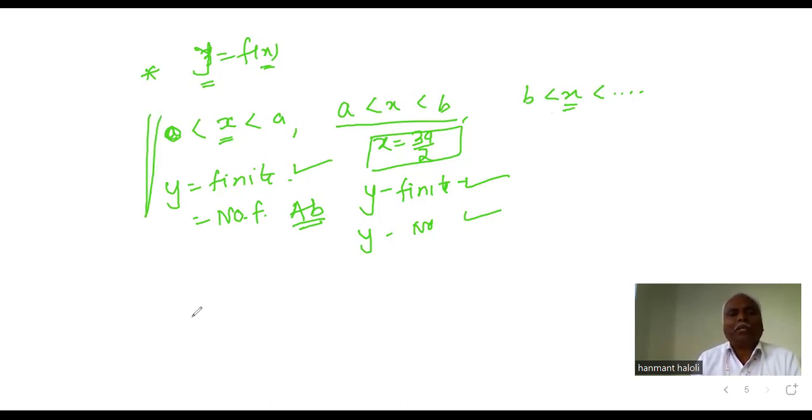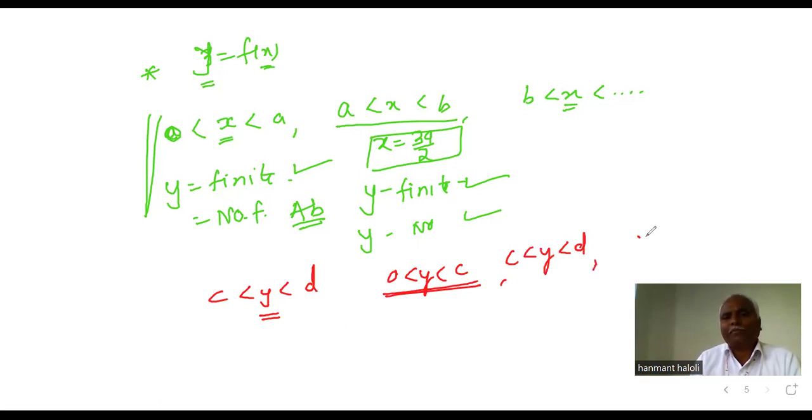Same, suppose you have a value of y, you can check y also, whether the curve is existing or not existing. Suppose c is less than y less than d. You take any value of y between c and d, or 0 to c, or d to any other values, in between 0 to c, or in between c and d, or above d. Y has to be above d.